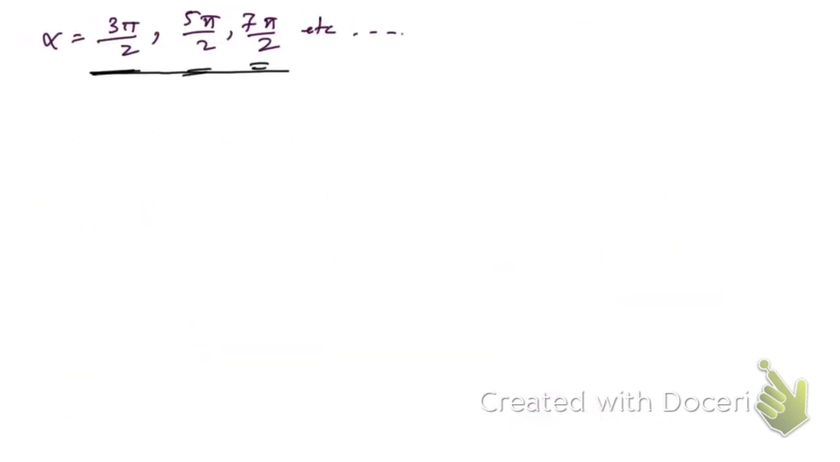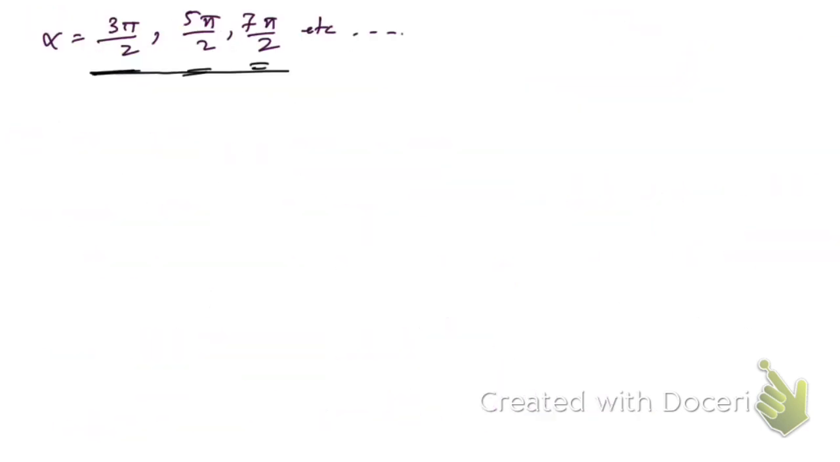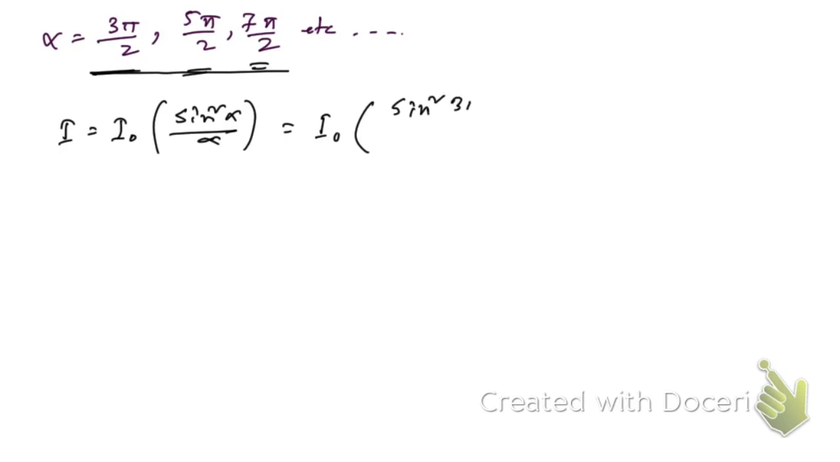What was the equation for intensity we have got? Let me go back to the slide. So here is the equation for the resultant intensity, right? Let me paste it here. Now you see, if you put this value, then what are you going to get? You're going to get I naught into sine square of 3 pi by 2, divided by 3 pi by 2. That's what we're going to have.